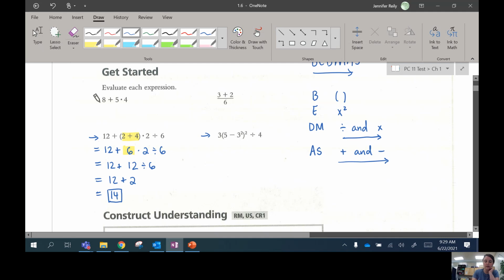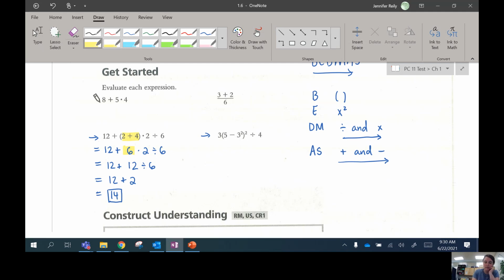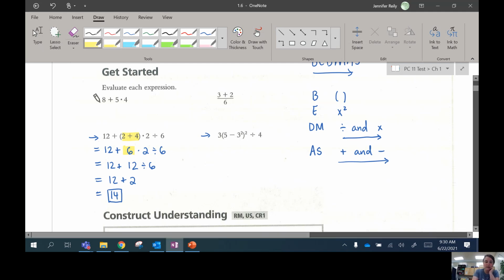Okay, let's do the next one. We've got some brackets here, and inside the brackets you still need to do BEDMAS. So we're going to evaluate inside the brackets, and we'll do the exponent first. So 3 squared is 9. And we'll keep working inside that bracket. 5 minus 9 is -4. Again, one equal sign per line and evaluating one operation at a time. -4 squared is 64.